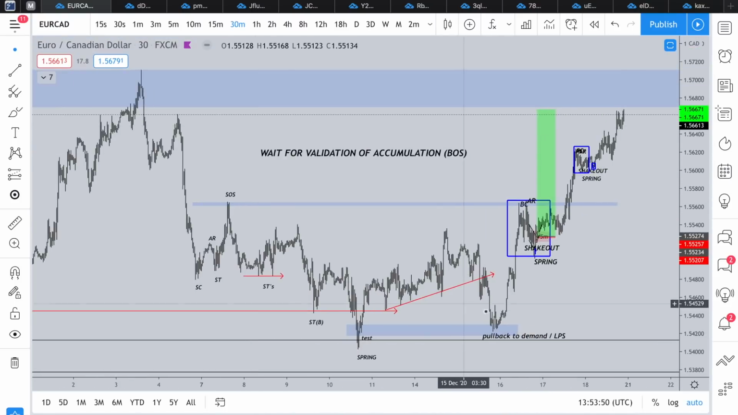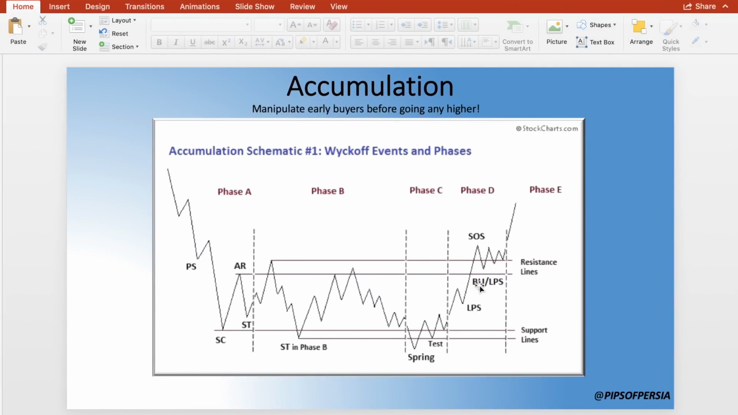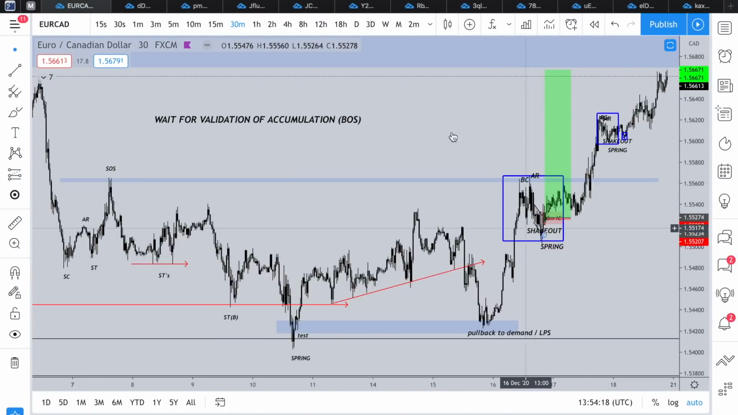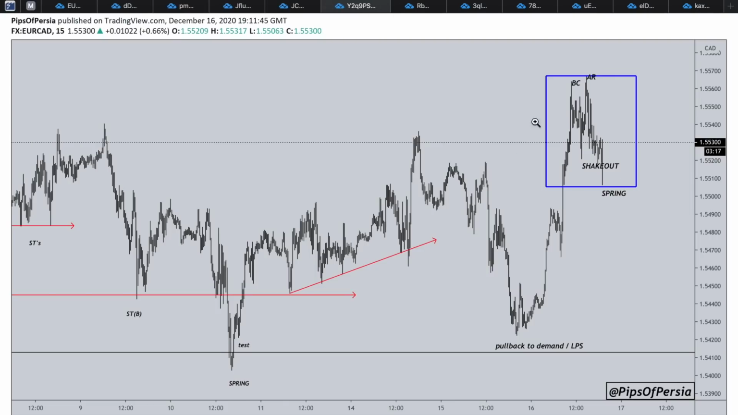Now, as this started to move away from that final zone of demand, we started to create this BU/LPS, which on the schematics, you can see it has just the consolidation at the high of that range before that goes higher. That was the consolidation that we saw at the high of that range, and that's the screenshot for it, where that was the reaccumulation on the lower time frame that we managed to identify.